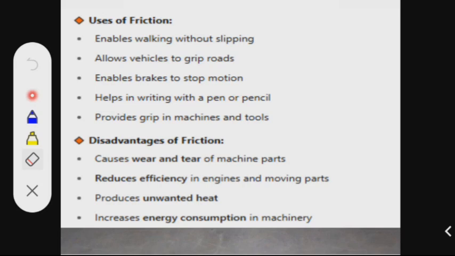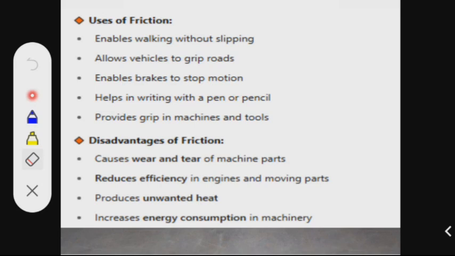It produces unwanted heat. When you rub your palm across itself, it generates heat. If it's a machine, just think of what will happen. As the machines are moving with higher speed, they will generate more heat. And this heat can be unwanted in some cases, except you really need it.